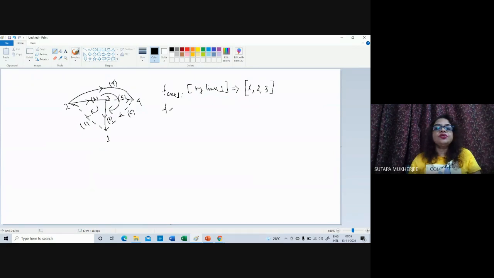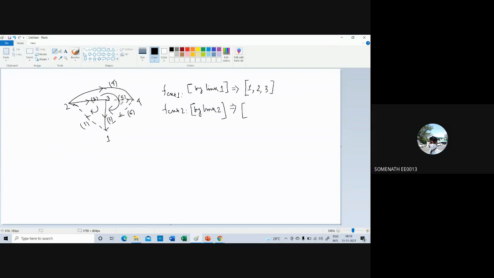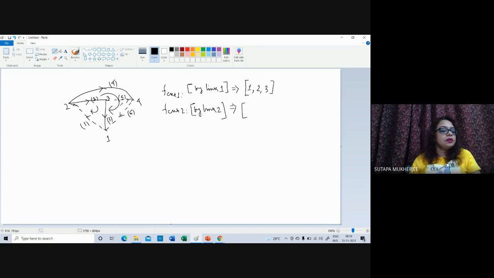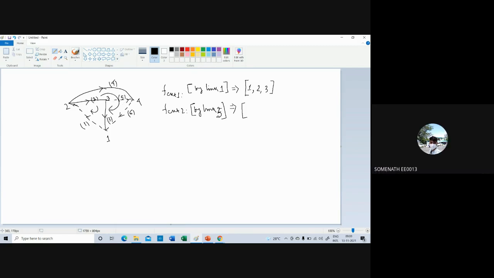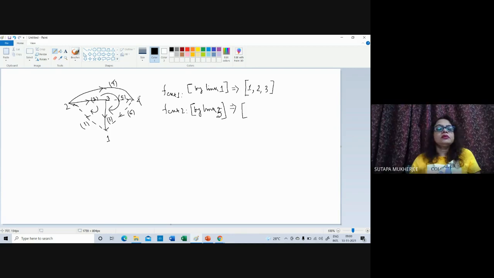Now fundamental circuit 2 on the basis of the link 2. By link 2, tell me what are the branches here? Ma'am, 3, 6, and 5. Link 2 means? I'm sorry, link 5, not link 2. And link number 2, but link name is 5. Okay. So link number 5. What are the loops? These loops.